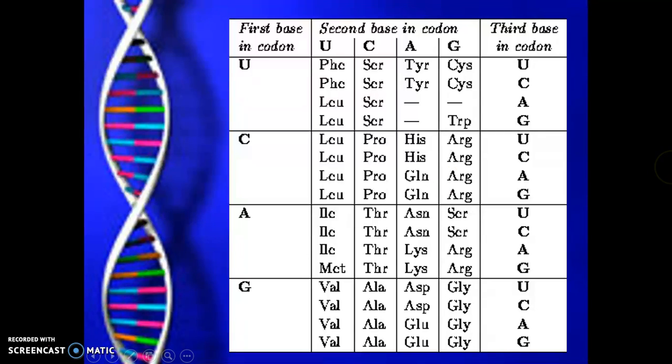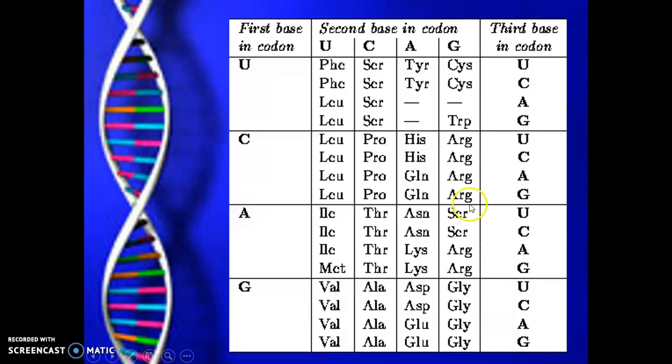Now you try one. I would like for you to look up GAA. GAA. Hopefully you got glue. GLU right there. Okay, try one more. Why don't you look up AGC? AGC. Okay. You should have got SER, SER, right here.